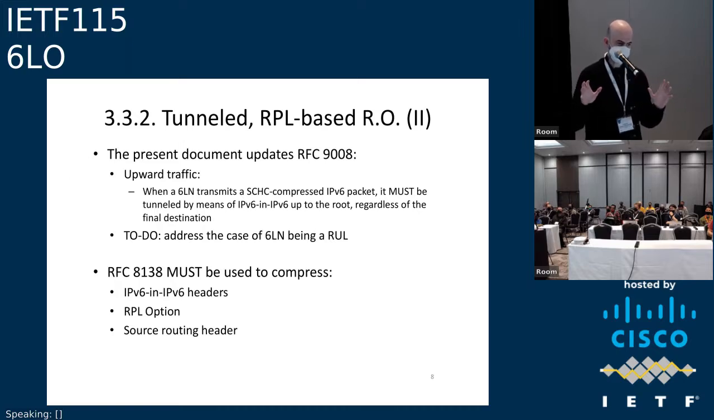So we understand that we need to have a tunnel for upward traffic. This document would need to update RFC 9008 by stating that when a 6LN transmits a SHIC compressed IPv6 packet, it must be tunneled by means of IPv6-in-IPv6 up to the root, regardless of the final destination. Another point, which is a to-do at the moment, is to address the case of the 6LN being a routing-unaware leaf, because in that case it is the first 6LR that initiates the tunnel, or the last 6LR that terminates the tunnel. So we need to address this case. And for the sake of efficiency, the idea is using RFC 8138 to compress the different routing artifacts: the IPv6-in-IPv6 headers, the RPL option, and the source routing header. Next, please.